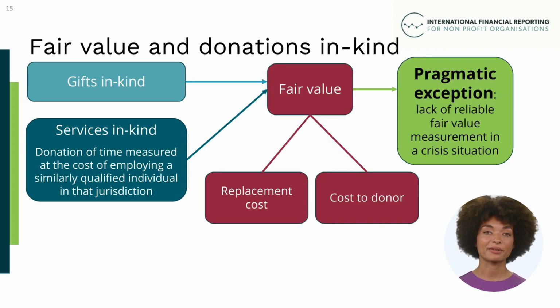An NPO may use the replacement cost, which provides the value of an equivalent item in local use, termed its value in use. Alternatively, an NPO may use the cost to the donor as the deemed fair value, where this is known and is relevant. Where an NPO is operating in a crisis situation, it may be impracticable to determine a fair value, particularly for inventory it is receiving. Due to these pragmatic constraints, such items are not required to be recognized in the financial statements, but disclosures must be made instead.